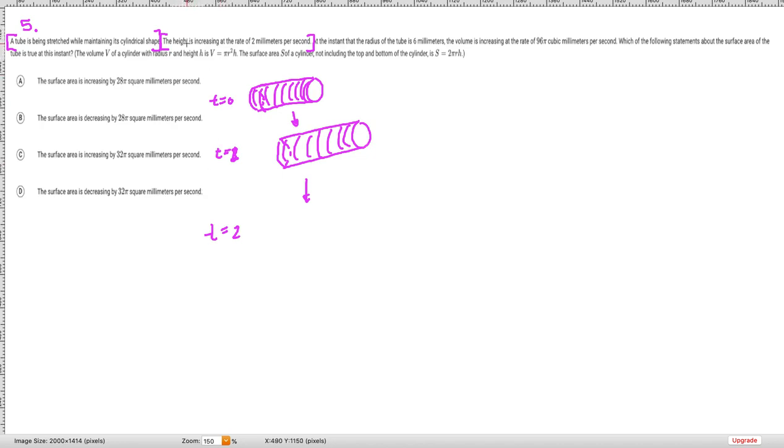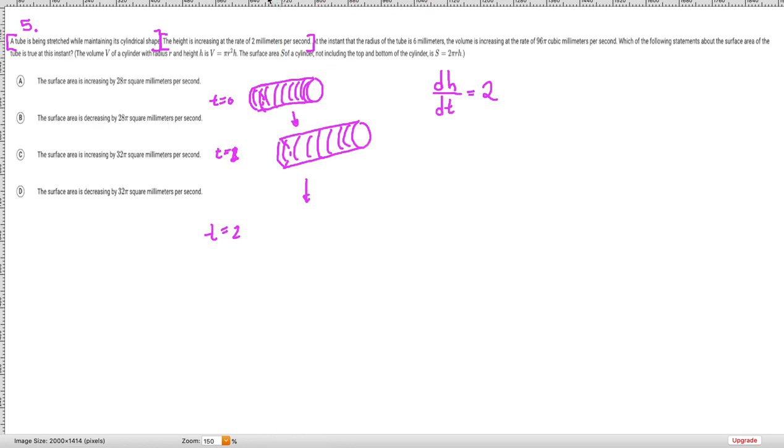Now, this next piece of information tells us that the height is increasing at a rate of 2 millimeters per second. The way this sentence is interpreted mathematically is you say dH/dt, the height is changing at a rate of 2 millimeters per second. dH/dt, the derivative of h with respect to time, is 2. I'm going to leave out units.